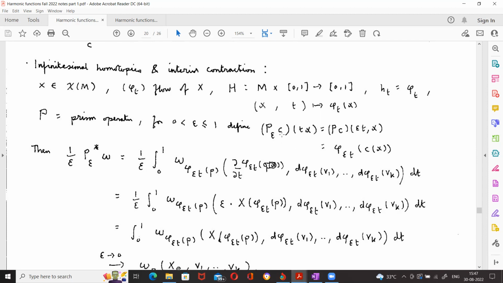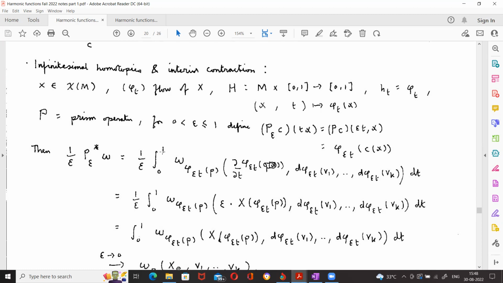Okay, this is my small prism, where in the time direction, I just move by an amount epsilon. So now I can look at the corresponding operator on forms. Let me call that P epsilon star omega. This prism operator will give me an operator on forms. It will take k plus 1 forms to k forms on M. So what will P epsilon star be?